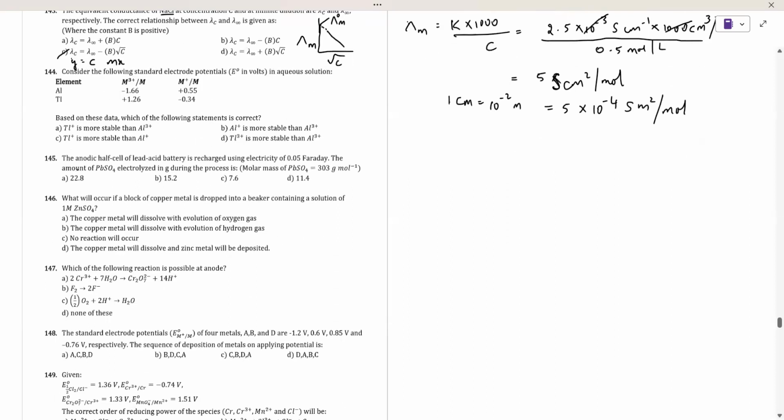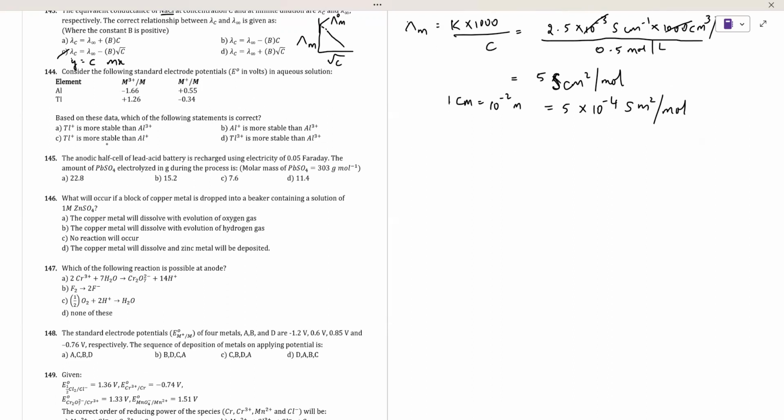Now coming to 144. Consider the following standard electrode potentials in aqueous solutions. What they are giving is aluminium and thallium, whose standard reduction potentials are given for two cases: aluminium in +3 oxidation state as well as +1 oxidation state, and similarly thallium also in +3 and +1 oxidation states. Based on these data, which of the following statements is correct?